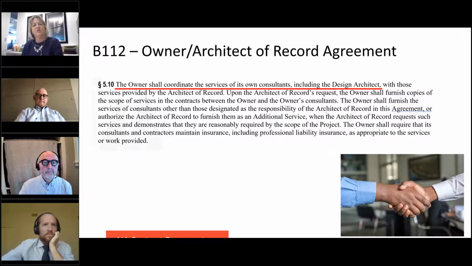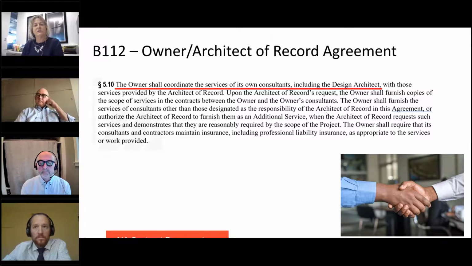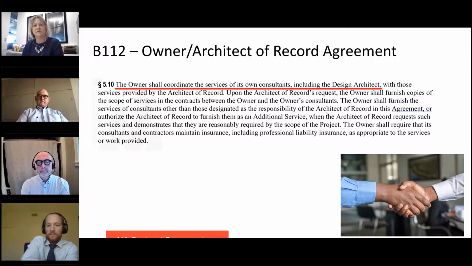In addition, both of the agreements, the B111 and the B112, contain language similar to a standard B101 that states the owner has a duty or responsibility to coordinate the services of its consultants with each architect. So as both the design architect and the architect of record work for the owner, the owner is expected to help manage the relationships of all its consultants and make sure that they each know the other's scope of services. That includes defining in those agreements what are the basic services and what might be additional services.